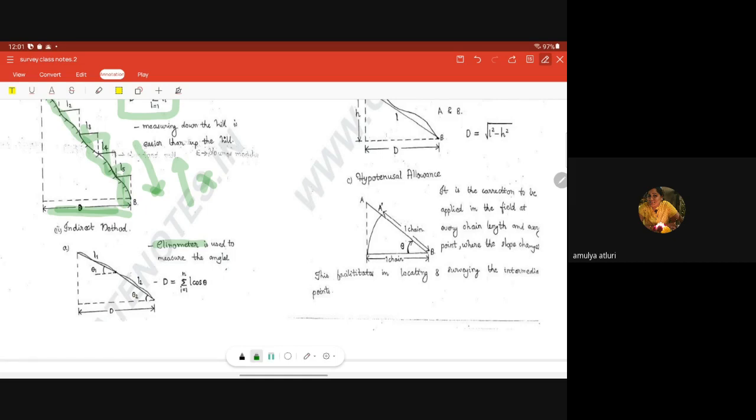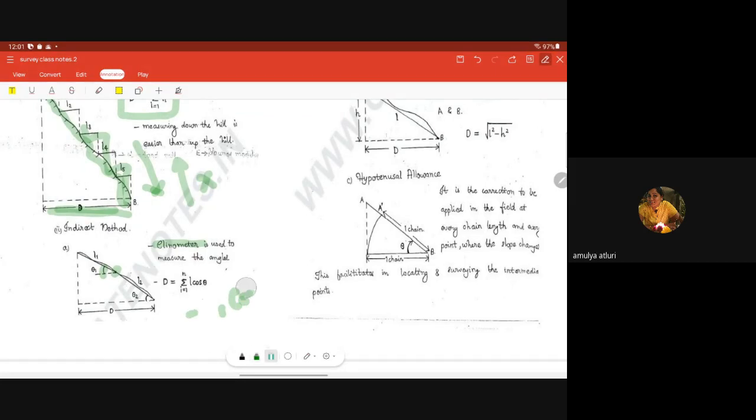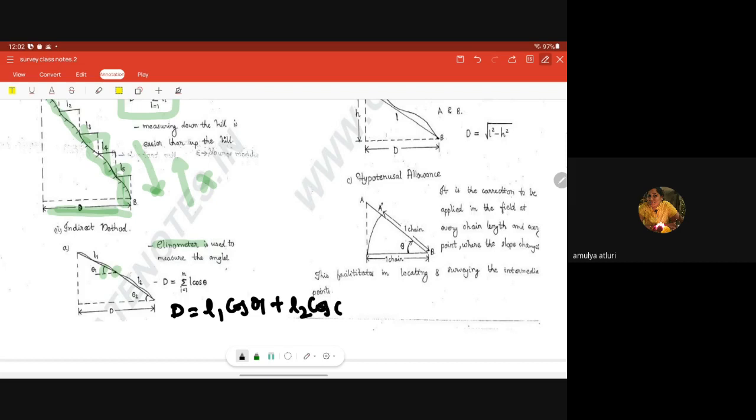We will consider one point and draw one horizontal line. We will calculate the angle here. Okay. So how is D calculated? D is equal to L1 cos theta. D is equal to L1 cos theta 1 plus L2 cos theta 2, right? Two different angles. So like that, D is equal to summation of 1 to n L cos theta.